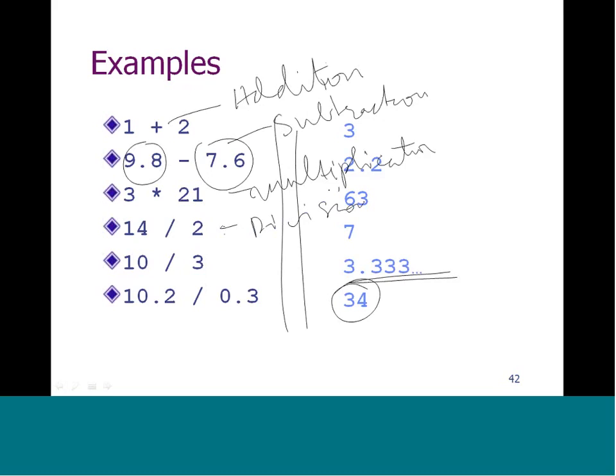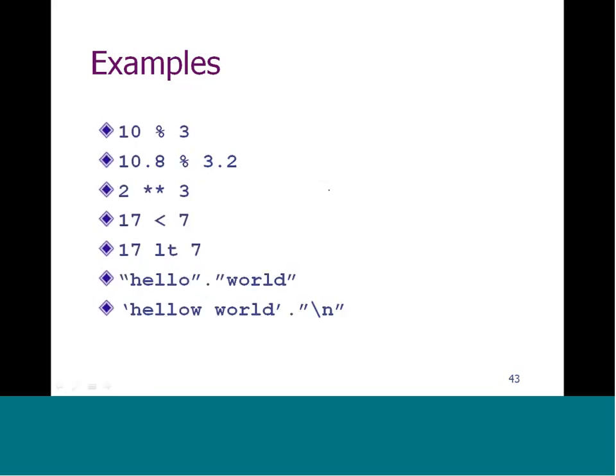Now let's look at some other operators as well. This one is the modulo operator. 10 modulo 3 is 1, which is essentially the remainder. And 10.8 modulo 3.2 is the same as 10 modulo 3. And this is the exponentiation: 2 power 3 is 8.